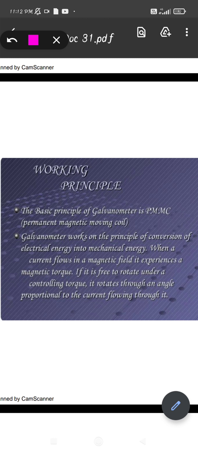That is, if it has a large value, then it rotates with a large angle. If it has a small value of current, then it will move with a small angle. So this is the working principle of the galvanometer: it depends on the current, on the circular loop, and on the magnet which allows it to move or rotate.